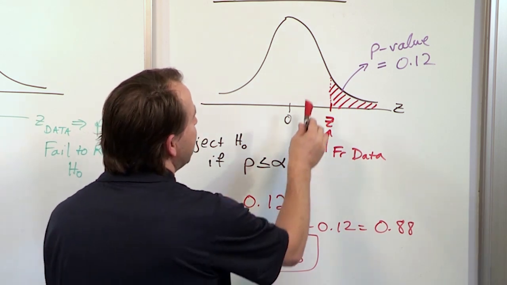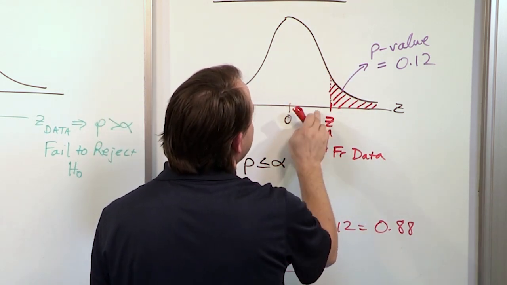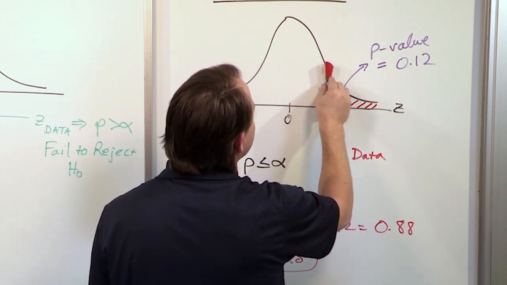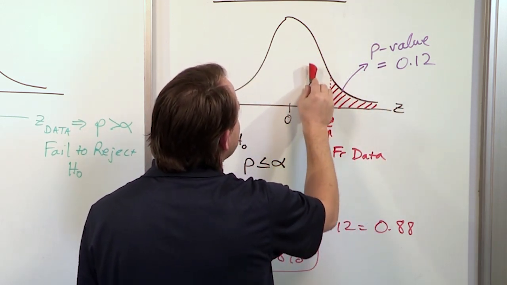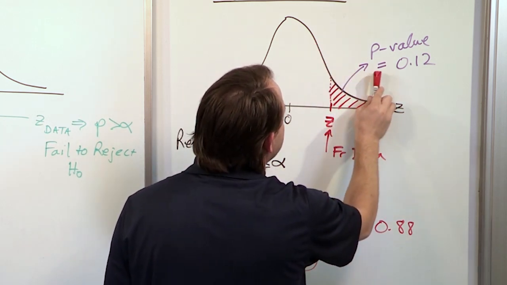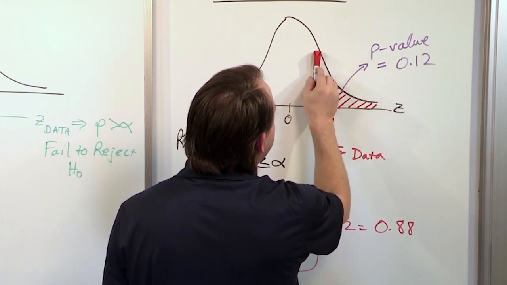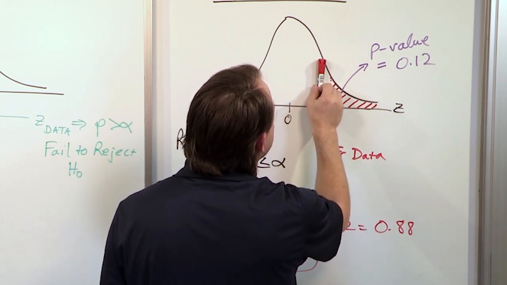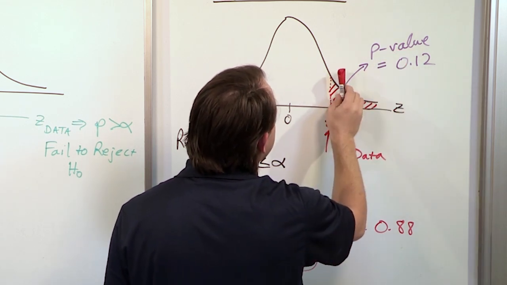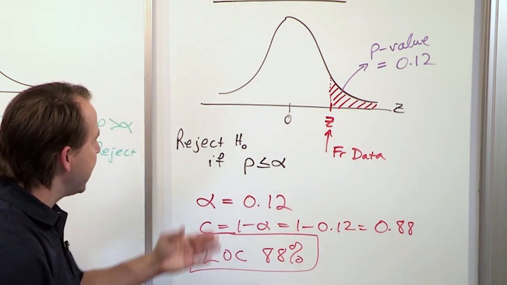hypothesis. Clearly, if the alpha is over here, like if the critical value of z is over here and alpha is this entire shaded region here, then the p-value is less than alpha if I'm over here, and I can reject the null hypothesis. But if I move my yardstick closer and closer, eventually alpha is going to equal the p-value, and when those things are equal, I can still reject it.